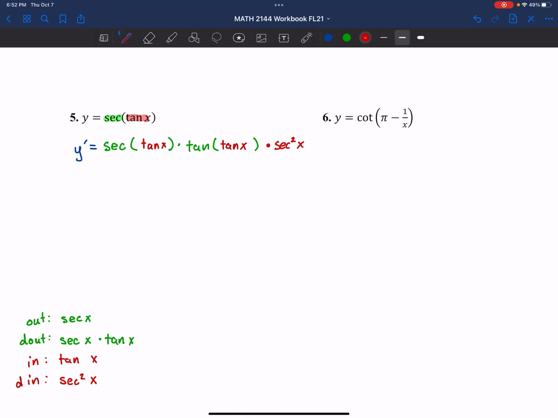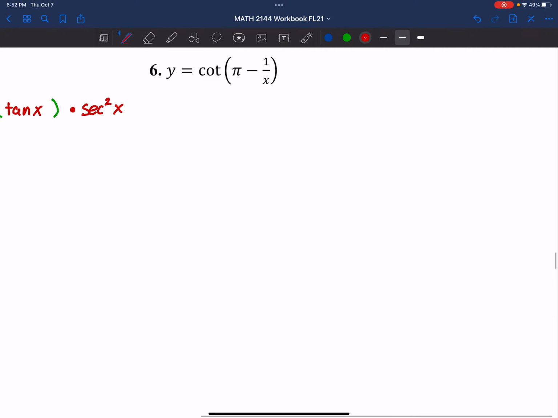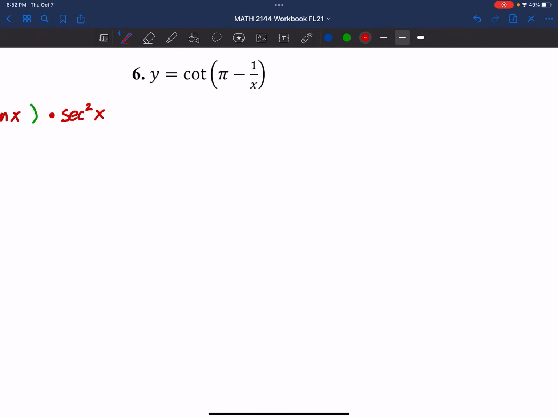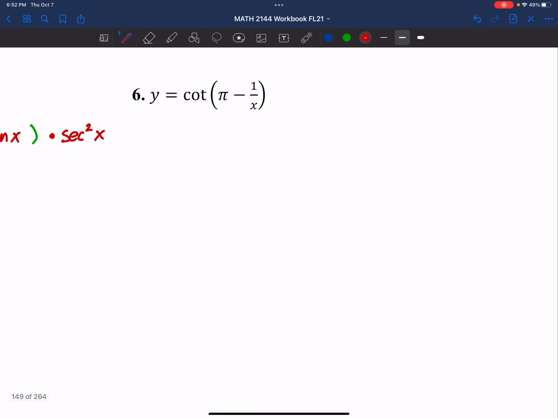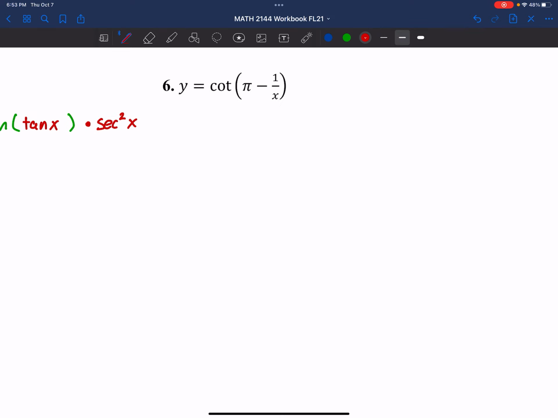All right, we're gonna pick back up with number 6. Needed to take a little bit of a break, but that's no problem. Let's go ahead and see what we're looking at right here. Okay, so it's another one involving trigonometric functions, and inside we have like a polynomial. Well, it's actually a rational function. So let's go ahead and just label them again.